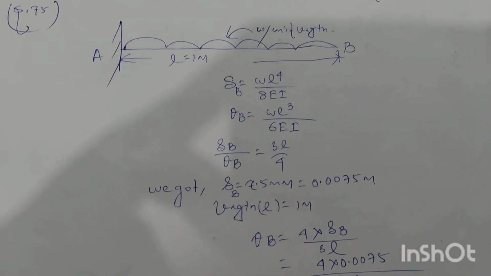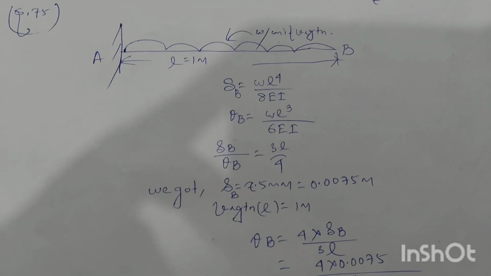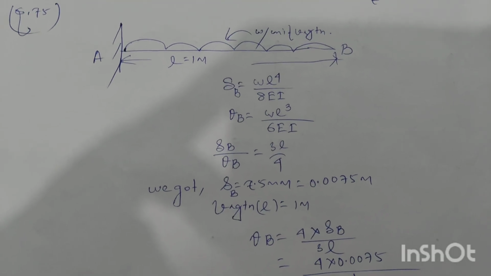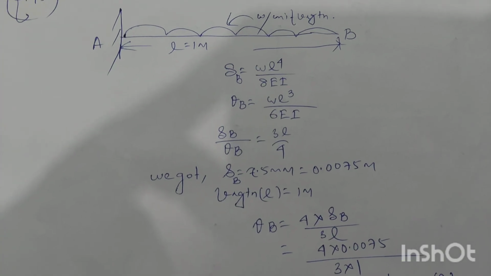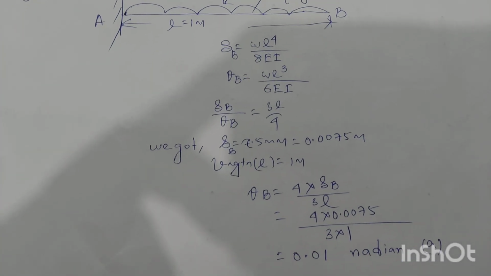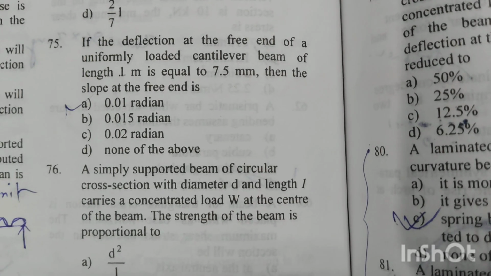After putting all the values in this equation, we will get theta B is equal to 4 into 0.0075 divided by 3 into 1, which will be equal to 0.01 radian. Option A is the right answer.